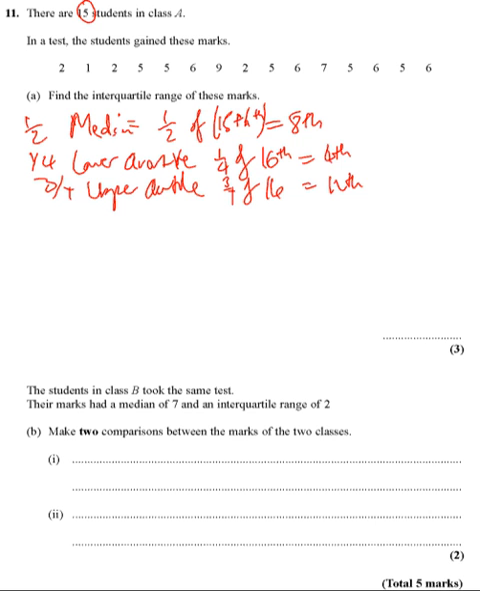So let's start with the lowest number. That would be 1. There's one of those. Then how many 2s have we got? We got 1, 2, 3, 3 2s. So there's a lower quartile.